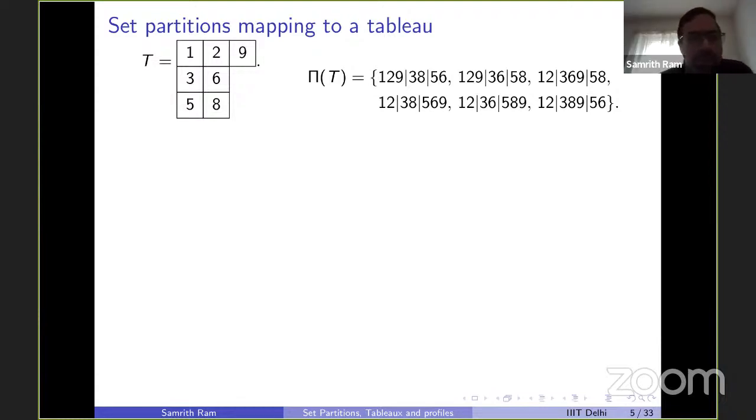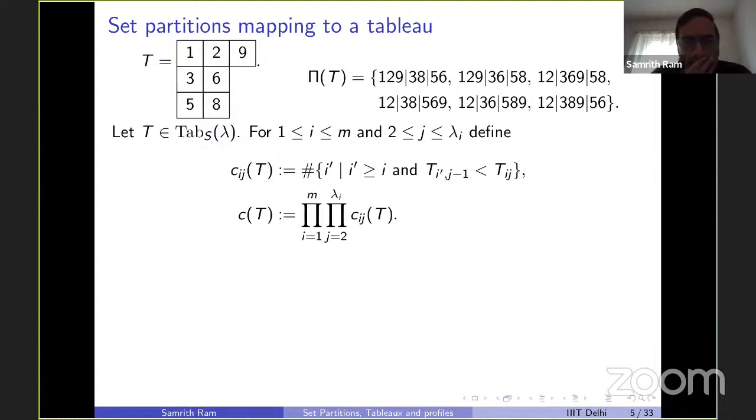All right. So these are all the set partitions that under sorting columns and top justifying the cells will give you this tableau. So one can ask, what is the cardinality? How many set partitions, as Sridhar asked, map to a given tableau? Well, that's not difficult to compute. For each cell in the tableau, excluding the cells in the first column, let's define C_ij^T. Look at the entries in the previous column that are in a row i or greater, which are less than the entry T_ij. That is C_ij^T.